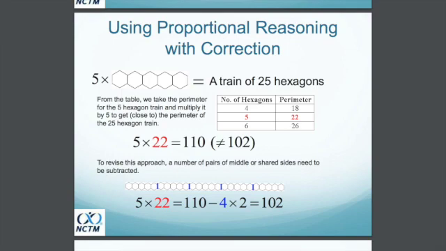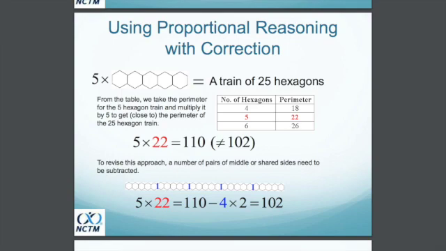Now I know that's not exact. I know that now I have to make a correction. I have to go back and account for those shared sides that we found when we investigated this during class. For every string of 5 hexagons, I'm joining up a new string of 5 hexagons, so we're going to share a side. So 2 sides are going to come together and no longer contribute to the perimeter of the train. So every 5 hexagons, I need to subtract 2.